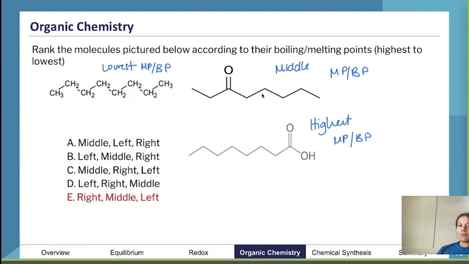So let's have a think about why that is. What are the actual things that affect melting point? I'm just going to say melting point, but it's the same thing for boiling point. If we're affecting our melting point, we want to think about the level of intermolecular force keeping these molecules together, and that's going to come from our functional groups. So first thing is looking at functional groups.